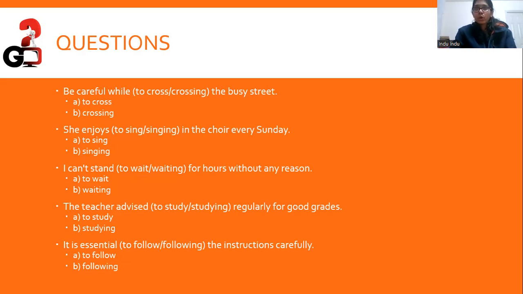So when you're talking about something repetitive, something happening every Sunday, something cyclic as well, do you use to plus the base form of the verb, or do you use the ing form of the verb? So here you have to figure out whether you use it as a noun, she enjoys singing in the choir every day, or she enjoys to sing, like an infinitive. No, here we use it as a gerund. She enjoys singing in the choir every Sunday, right?